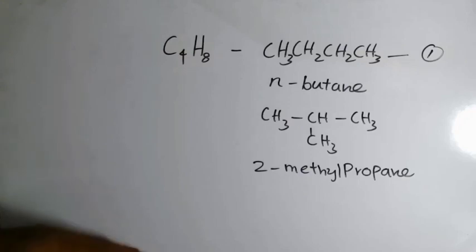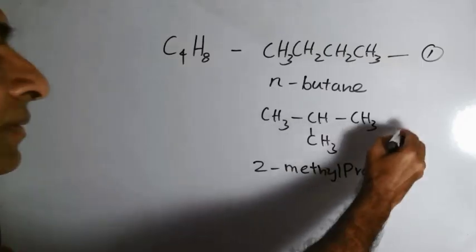Now we can name the two isomers. First one, it is a simple chain structure, so it is n-butane. Second one, it is a branched one, it is 2-methylpropane. So there are two isomers for butane.